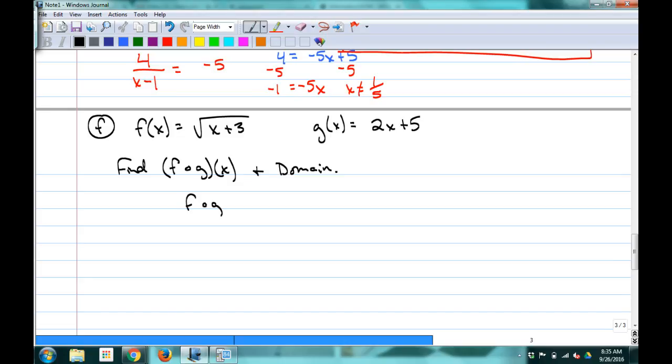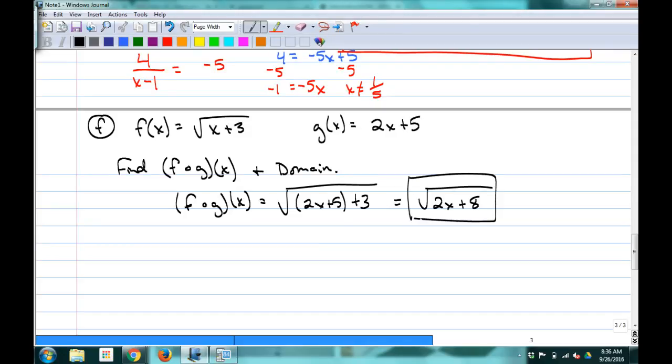f composed with g means what's going into what? g into f. So instead of x plus 3, it's going to be 2x plus 5 plus 3, which we can simplify to be 2x plus 8, right? And there's our function composition, or our composite function.